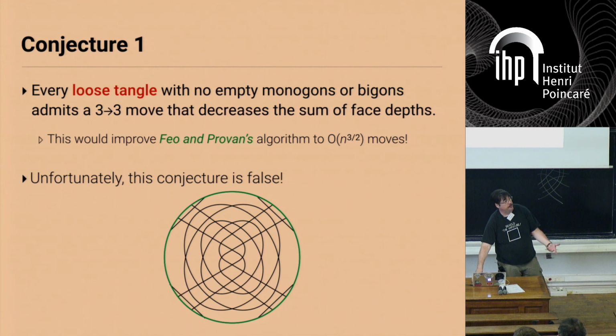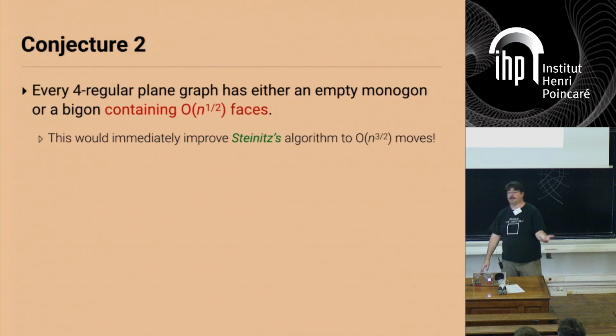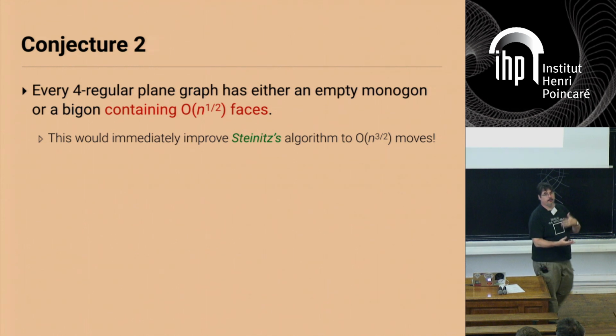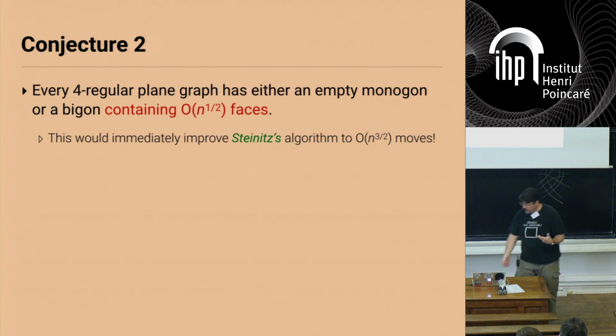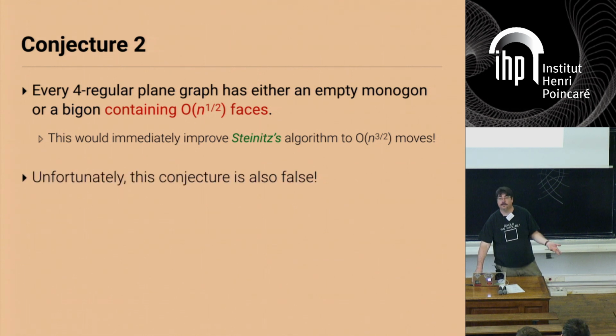The other possibility is maybe we could try to improve Steinitz's algorithm. Maybe we can find a bigon that always has small area. And then we just shrink the smallest bigon and then recurse. And if the smallest area bigon had only area square root of n, this would immediately give us an n to the 3/2 algorithm. Unfortunately, this turns out to be false as well.